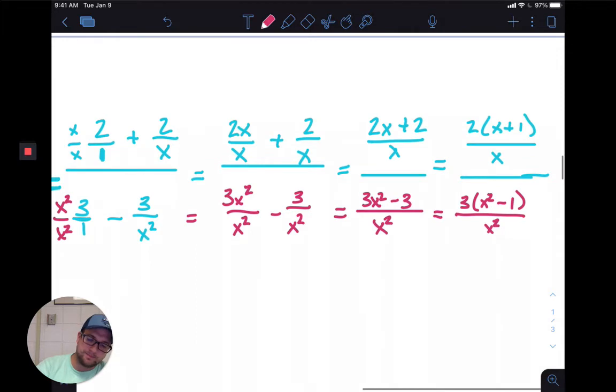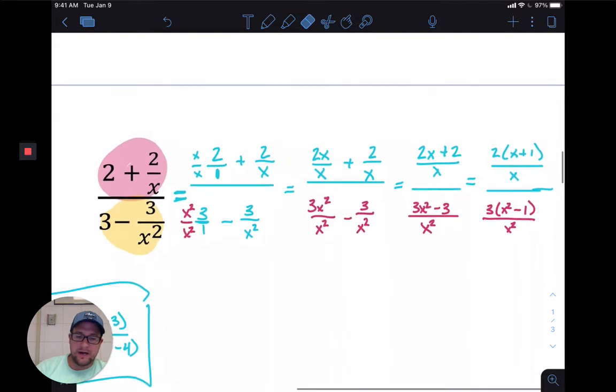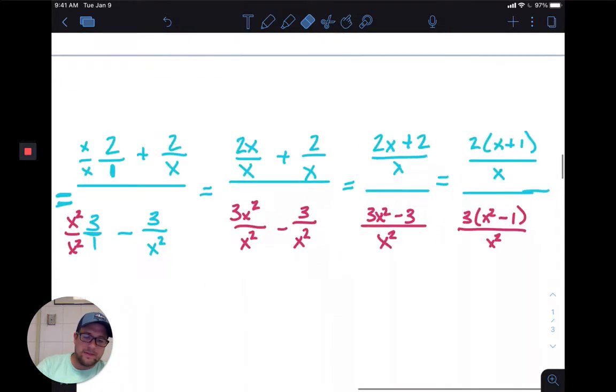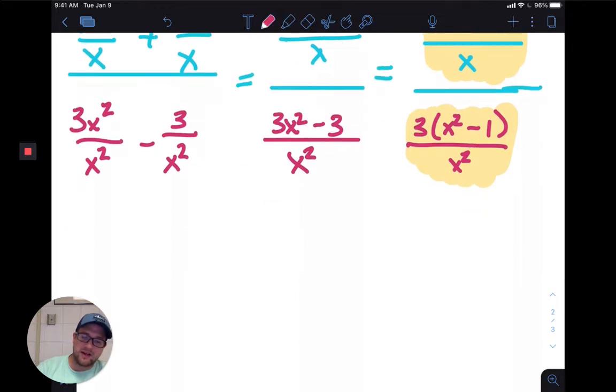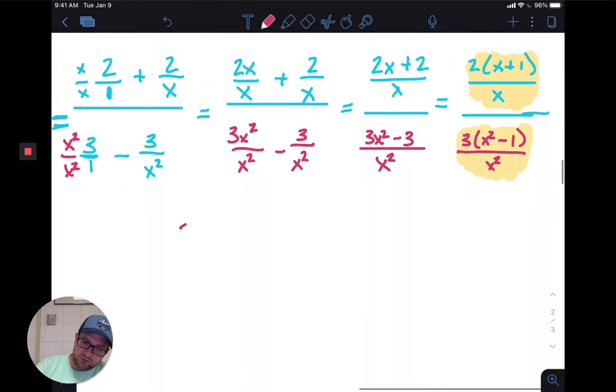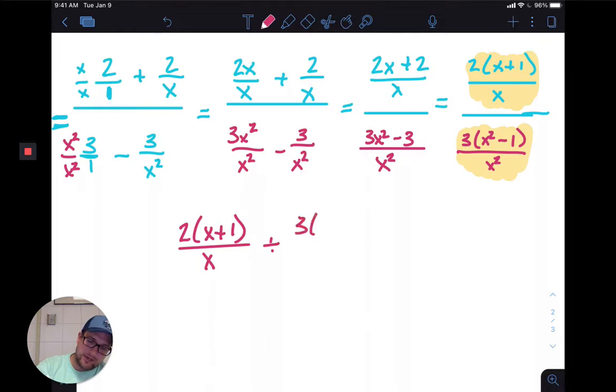Now, at this point, we have done a whole lot of work to show you how we're getting to that point. Now, this is what we've really been striving for: we've gotten it to be just a fraction over another fraction. And when we have that, we can rewrite that as the rational expression 2 times x plus 1 over x divided by 3 times x squared minus 1 over x squared. Now, when we divide rational expressions, what we really do is we multiply by the reciprocal.